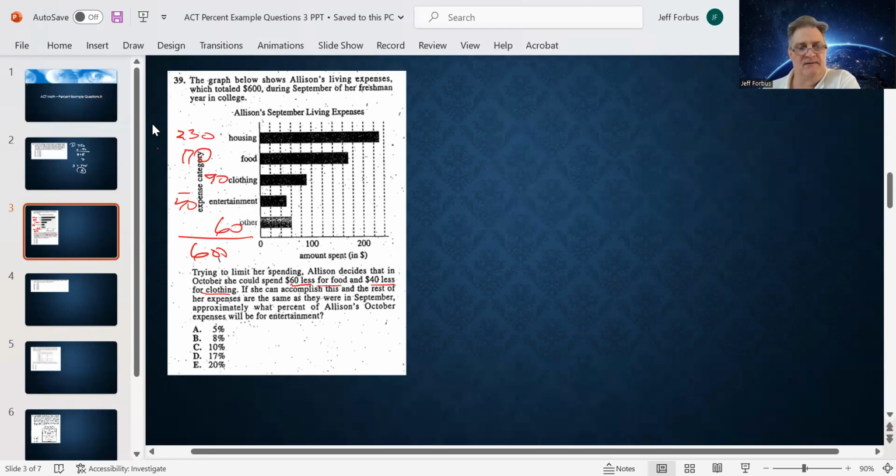approximately what percent of Allison's October expenses will be for entertainment? So she's going to reduce her expenditures by $100. Let me change my pen tip. So we know she had a total expenditure of 600. She's reducing food by 60 and clothing by another 40. So that reduces it by 100.